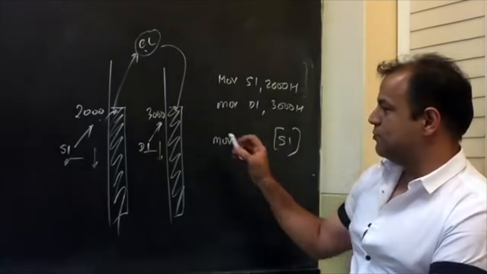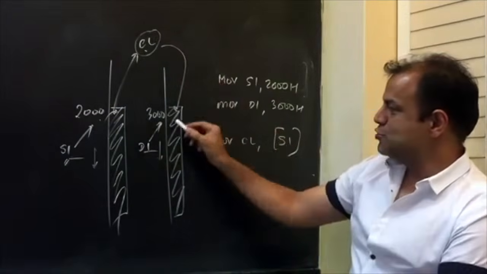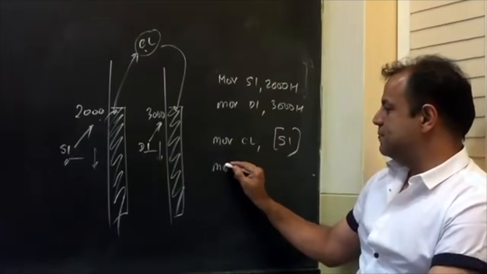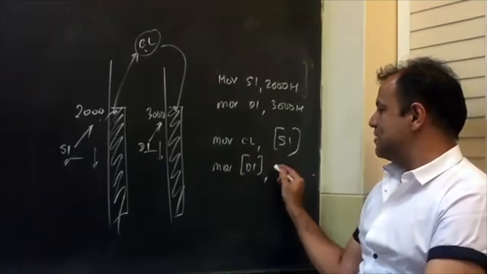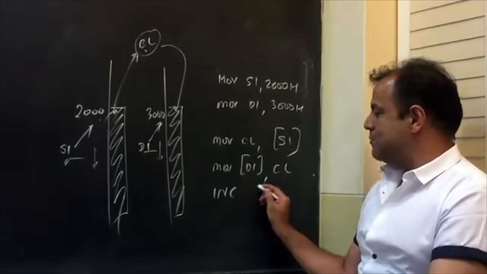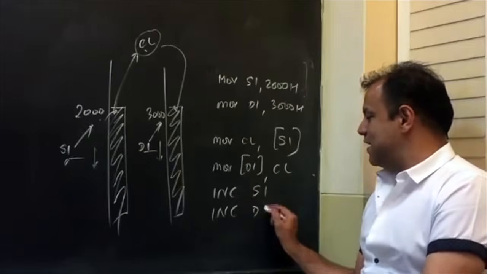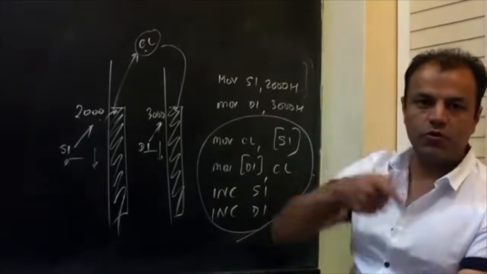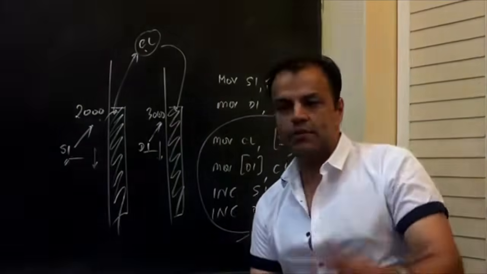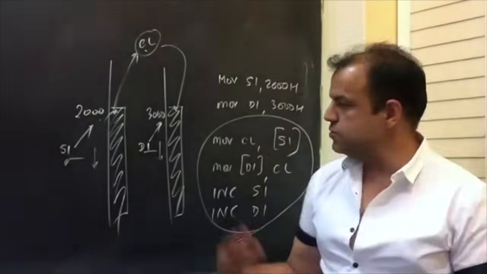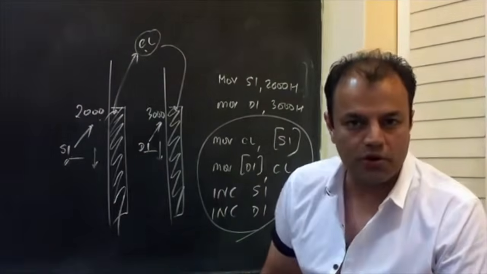So you take the data from the location pointed by SI, store it at the location pointed by DI. Move square bracket DI, CL. Now increment SI, increment DI. Put this procedure in a loop. The only thing you don't know so far is how to make a loop. If I get a chance, I'll make a video for doing that. Once you know that, you know how to write this program. This is called a block transfer program.